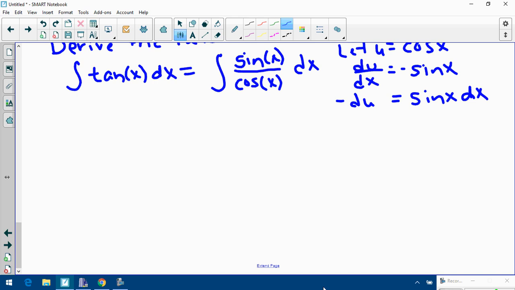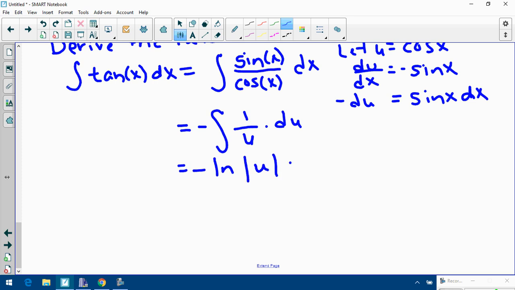Okay, so are you okay with me saying this is equal to the negative integral of 1 over u du? I pulled the negative out front from the du, which is sine of x dx. And since u is cosine, and I took out sine of x dx, I'm left with a 1 on top and the u on the bottom. So then this is just the negative ln of the absolute value of u plus c.